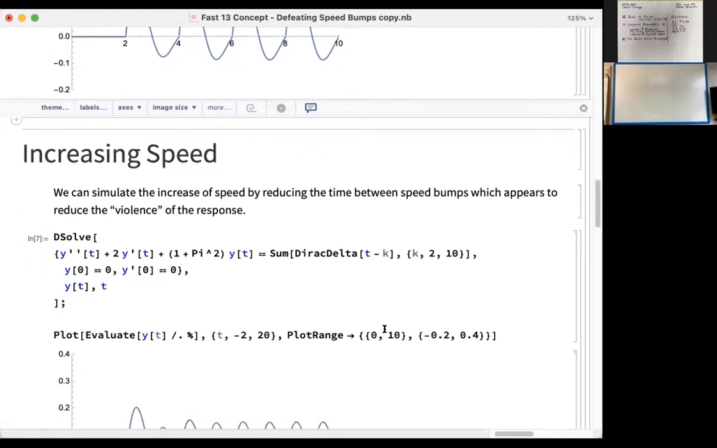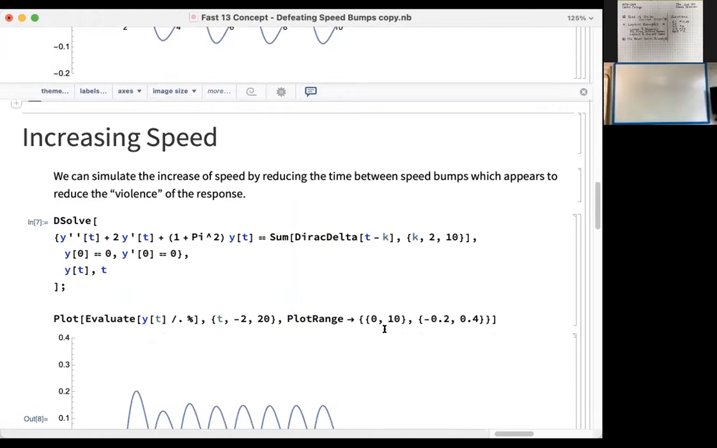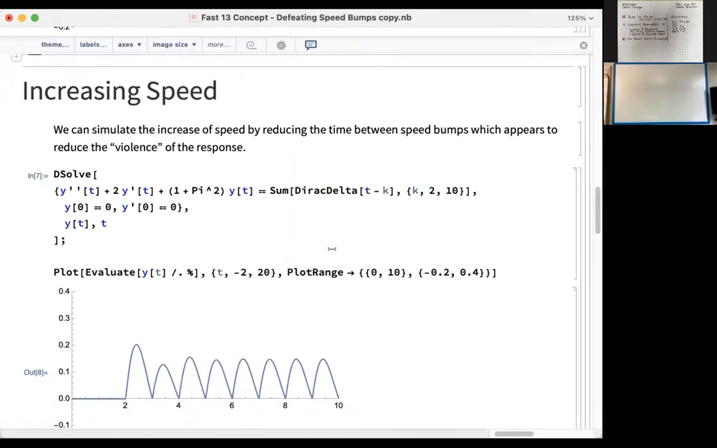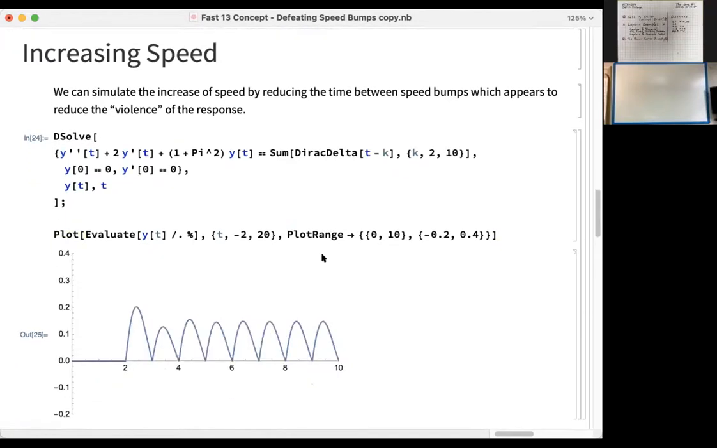Now let's increase the speed. So let's go over speed bumps every second. What would that mean? That would mean you're going at twice the speed, literally twice the speed. And so that's 20 miles an hour. Now you could compare that to the one above. Is this more violent?